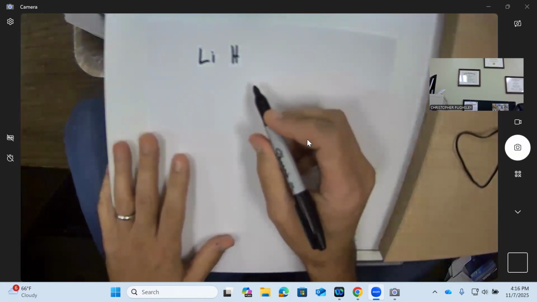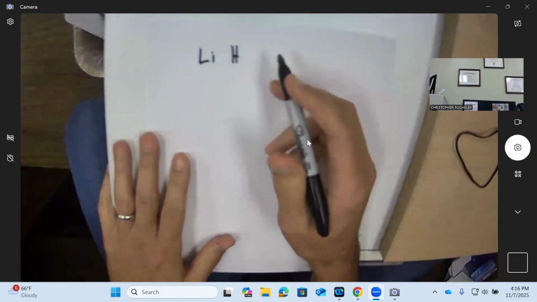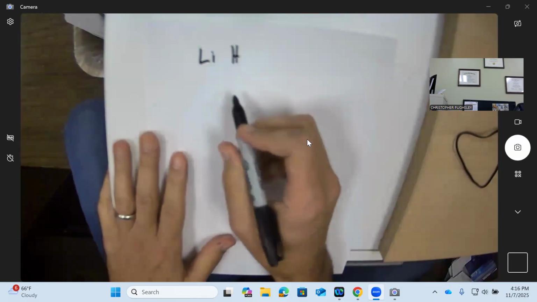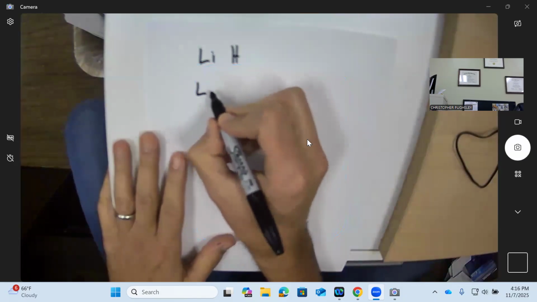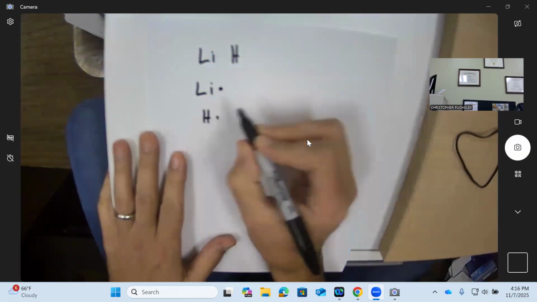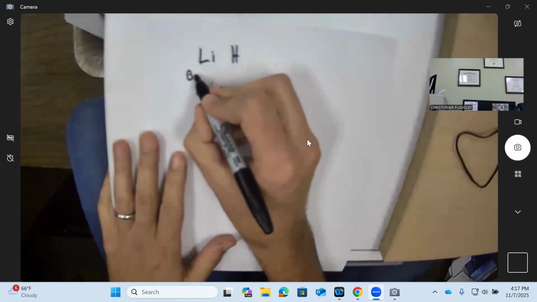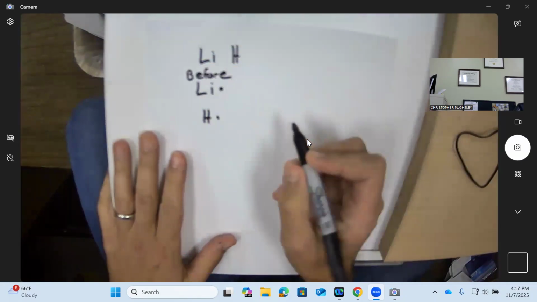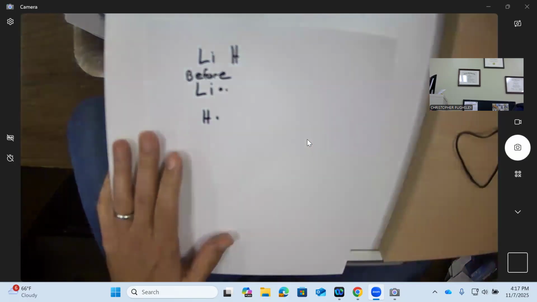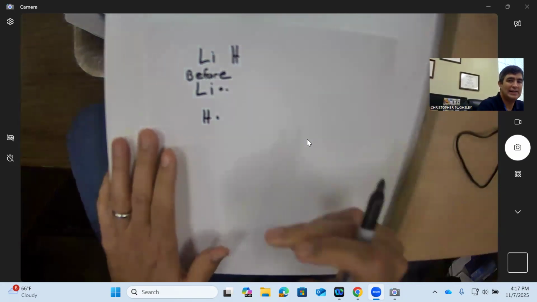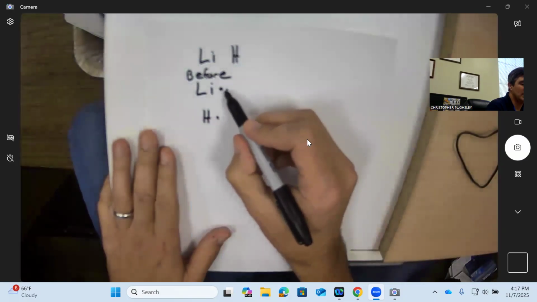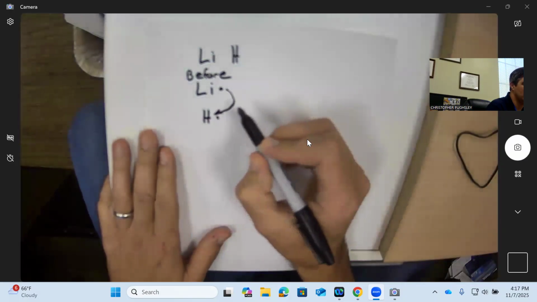For instance, the example of lithium hydride. Lithium has a lower electronegativity and has a lower ionization energy. If we remember, lithium will have that one valence electron. This is the before. Hydrogen has that one valence electron. And so what will happen is that lithium, since it has such a low ionization energy, is going to lose that electron easily and give it to hydrogen.